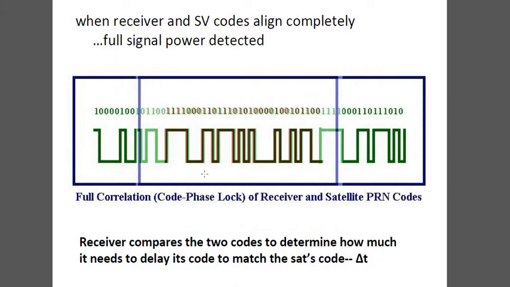In the third case, what happens when the receiver and the satellite vehicle codes align completely, then full signal power will be detected and full correlation will be obtained, so that you will get a code phase lag between the receiver and the satellite pseudo-random codes. So the receiver compares these two codes to determine how much it needs to delay its code to match the satellite code, and that is called your delta T, that is nothing but your transit time.